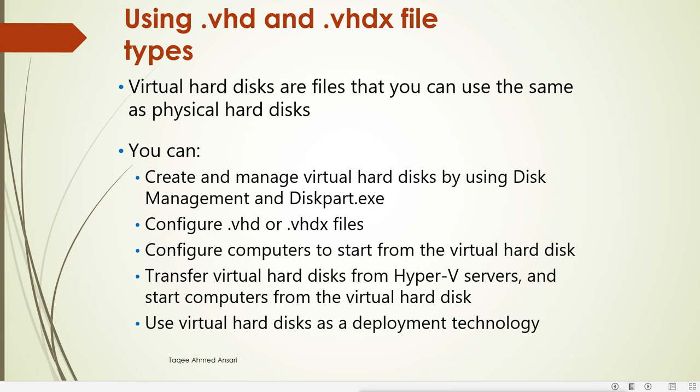Then configure computers to start from the virtual hard disk also. That means we can configure this virtual hard disk to boot from it also. So our operating system can be booted from the virtual disk also, the operating system for the real machine. We can transfer virtual hard disks from Hyper-V servers and start computers from the virtual hard disk. This is actually for the virtual machines. So we can transfer it from one machine to other machine also. We can use it to start the machine.